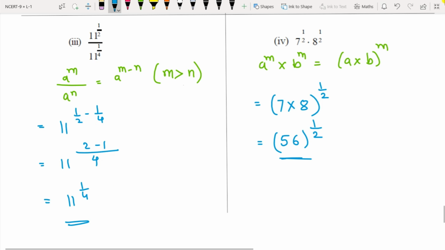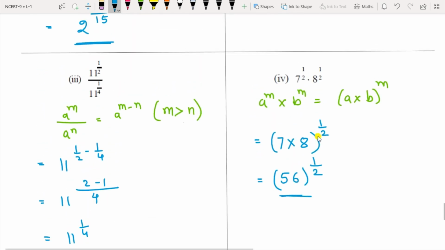This is of the form where the bases are different, that is multiplication, but the powers are the same. So you can take the power common to both the bases. So it becomes 7 into 8 raised to 1 by 2, that is 56 raised to 1 by 2. That is the answer. Okay, so this was all about your exercise 1.5 and 1.6.